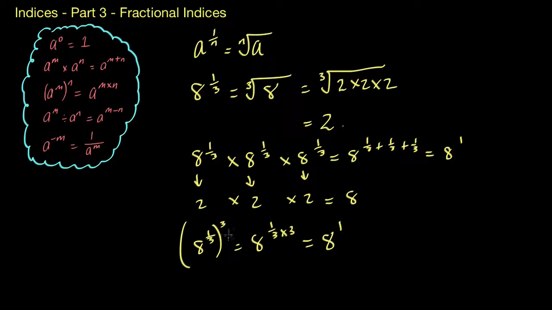Now the only number that you can cube to give you 8 is the number 2. So 2 to the power of 3. Well, the 2 there must be replacing that 8 to the power of a third, so we can see what we've got. 2 to the power of 3 gives you 8.